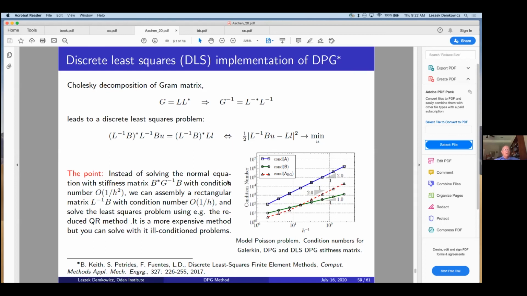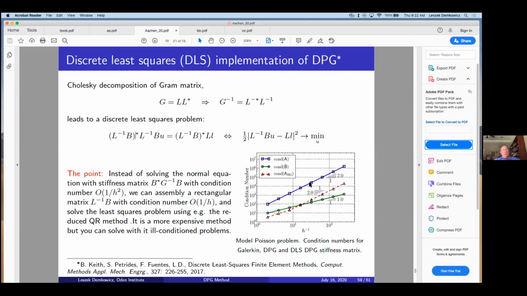But the point is that when you look at the conditioning, okay, here are the three typical curves. This red curve here is conditioning for the standard Galerkin, and it goes like 1/h². The blue one is for the typical DPG. It has exactly the same rate, 1/h², but it has an order or order and a half higher condition numbers. And that shouldn't be a surprise because we are using more unknowns with the same mesh. The number of unknowns is roughly doubled.